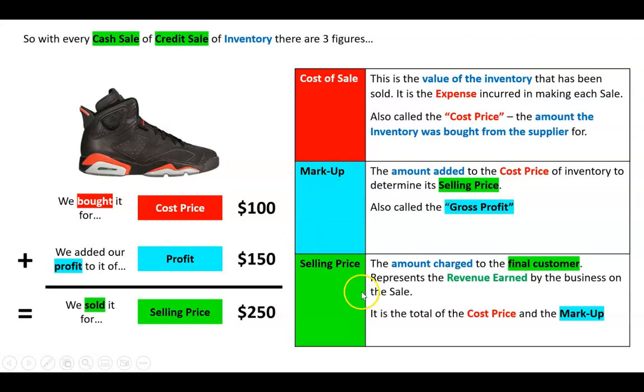And lastly, there's something called selling price. That's the amount charged to the final customer. It represents the revenue earned by the business on the sale, and it is equal to the total of the cost price plus the markup. So that's what we've got. Remember, for every sale, we're looking for three things: the cost of sale, the markup, and the selling price.